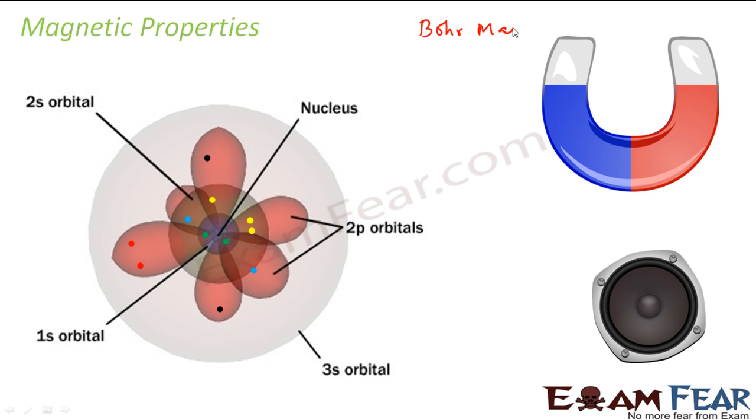Bohr magneton is the unit, and its value is 9.27 × 10^-24. The units are ampere meter square, or joule per Tesla. That is the magnitude of the magnetic moment of one electron. Very small, but if you club millions and millions of electrons, you get a powerful magnet, correct?